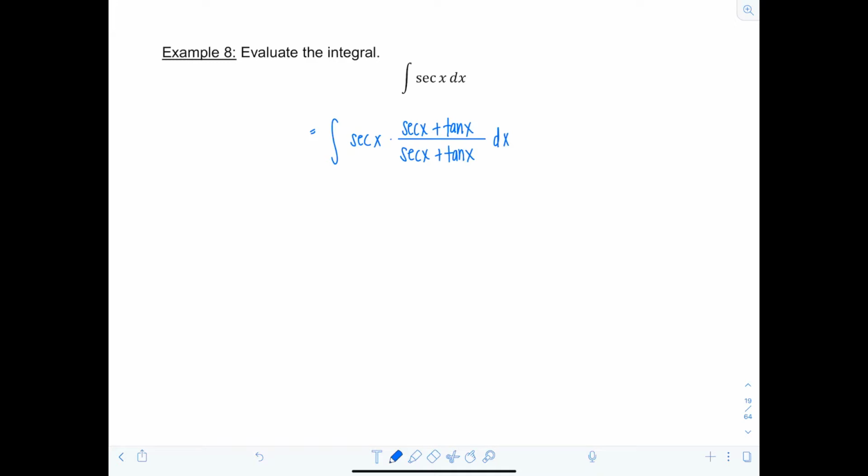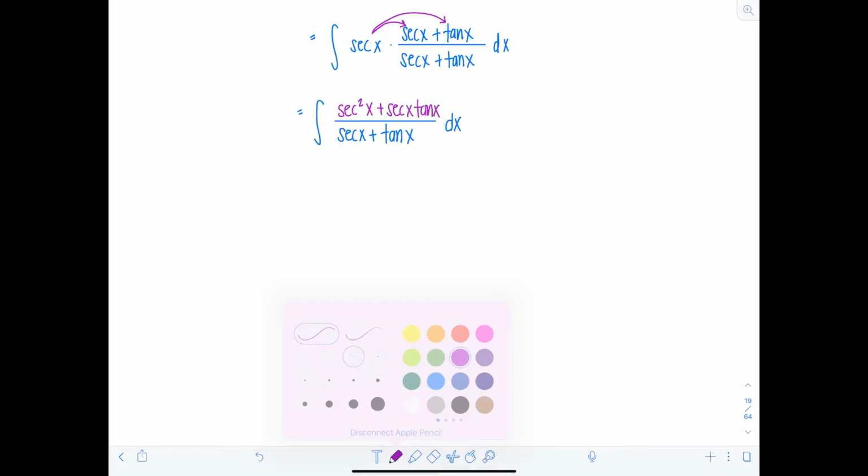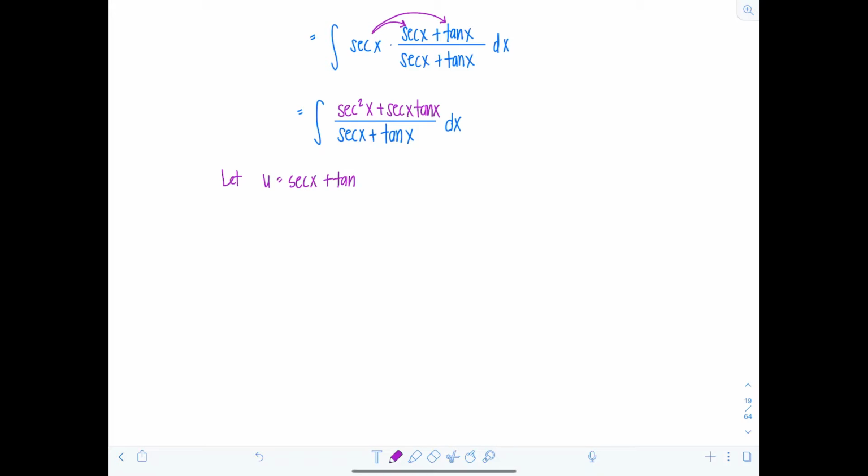All right, then from here, what you do is distribute that secant x in the numerator. So this distributes, and we're going to have secant squared x plus secant x tan x in the numerator. And then I still have secant x plus tan x dx. And then watch, this is the snazzy little thing that happens. We're going to let u equal the denominator. So u is going to be secant x plus tangent of x.